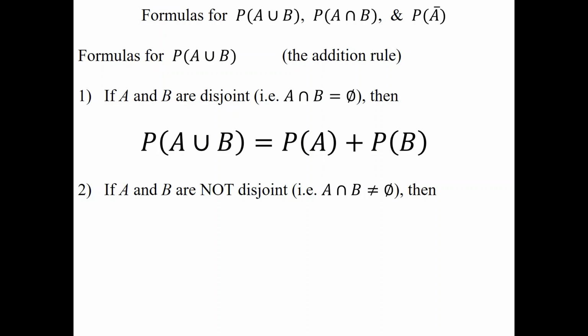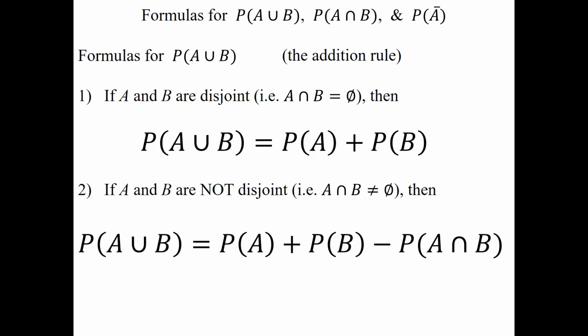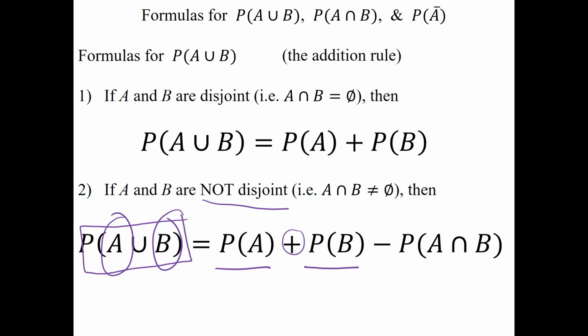If the events are not disjoint, that means there's something on both lists, there's some kind of overlap between the lists, then the formula gets a little longer. The probability of A or B is equal to the probability of A plus the probability of B minus the probability of A and B. It's probably a little bit better to think about it this way. If they're not disjoint and you're trying to find the probability of an OR, you do the probability of the first plus the probability of the second, and then you have to subtract the probability of A and B. It's got to be an and here.